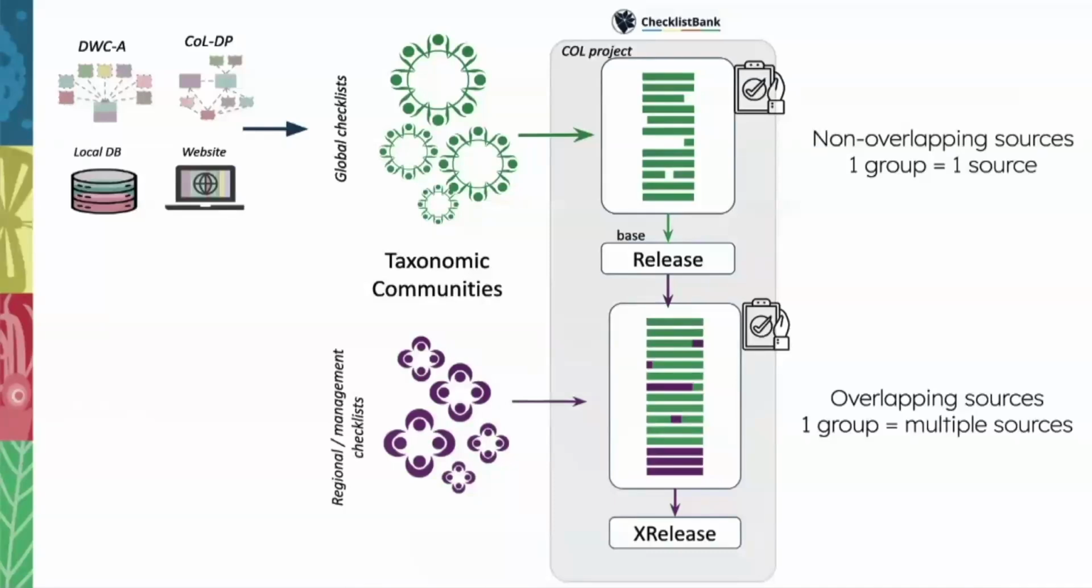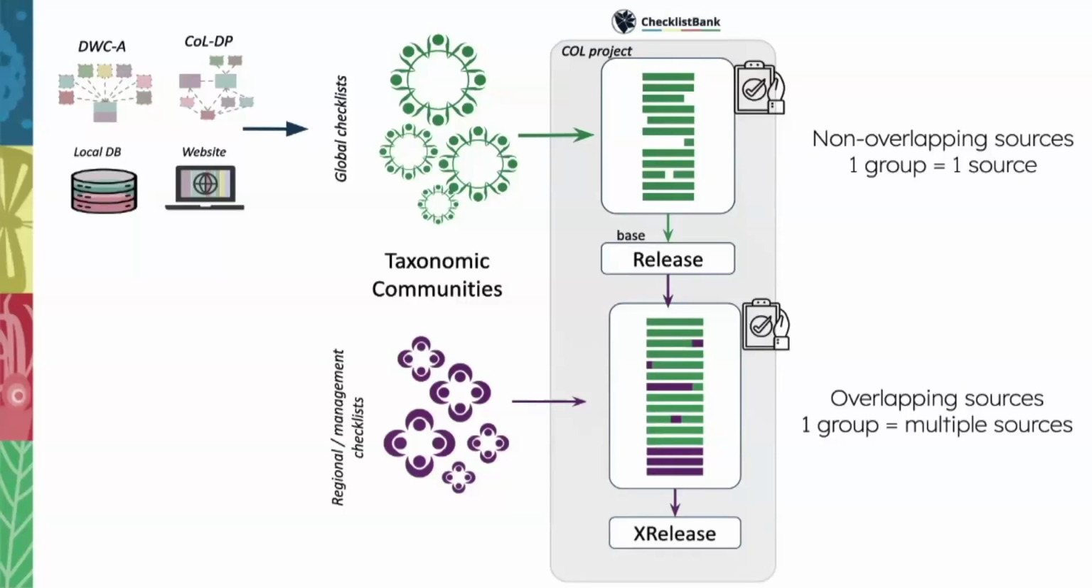So we want to use regional checklists, management checklists, and other sources, and allow to have an overlapping strategy. That means that now we don't have a one-to-one relationship, but rather a many-to-one relationship. So many sources can feed information for one taxonomic group. So we have a more enriched product. And this is what we have called an extended release in Catalogue of Life.